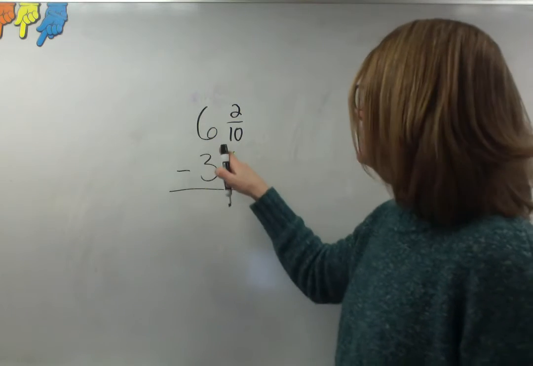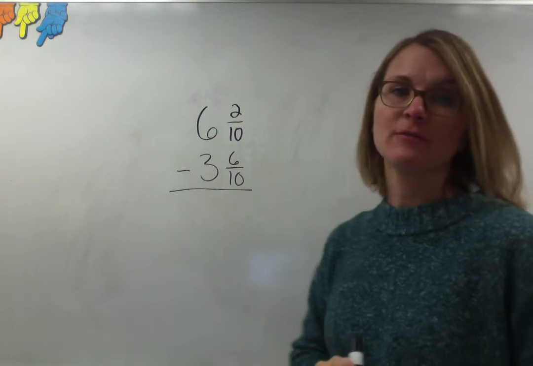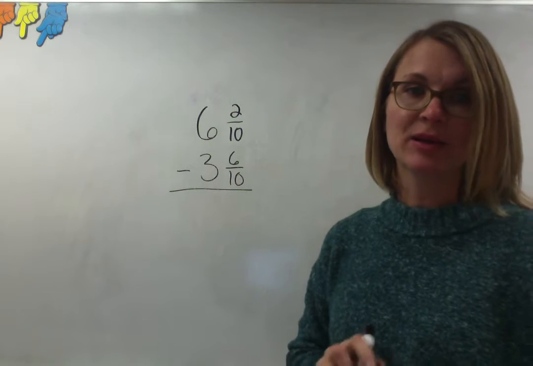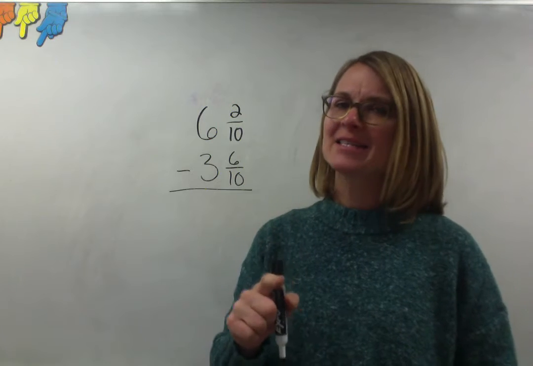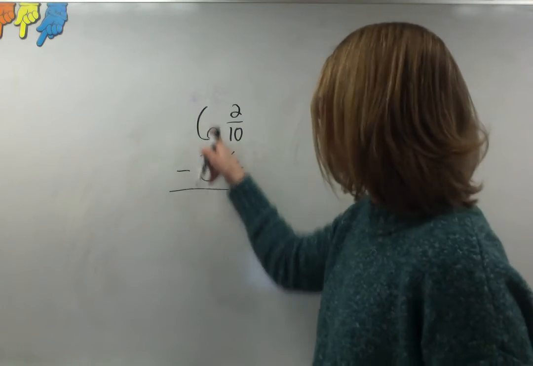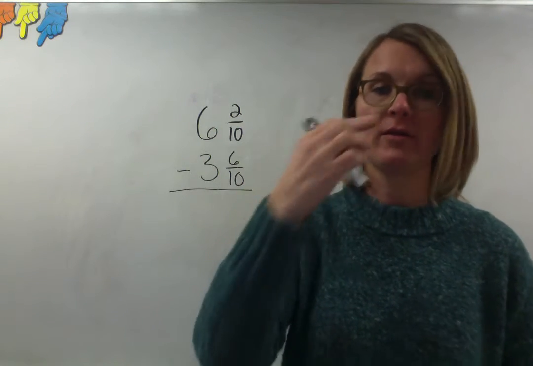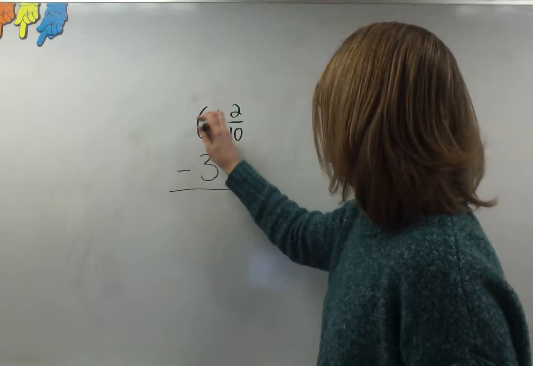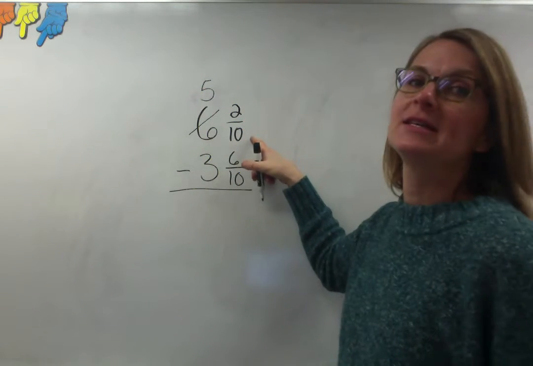All right? But I still can't subtract because I cannot take 6 away from 2. Okay? It's not big enough. So I need to borrow. But in this case, I'm borrowing from the ones place, okay? So the 6 and the 3 are in the ones place. So I need to borrow 1 whole, okay? So this will become a 5, and I need to add a whole to this.